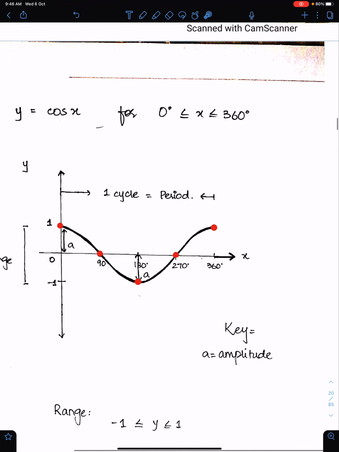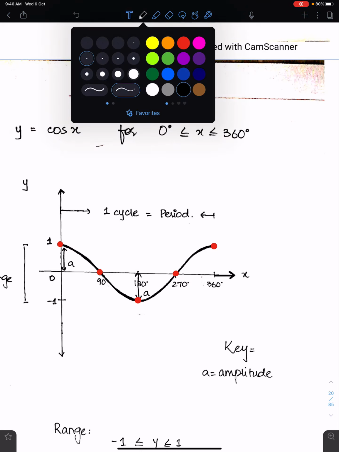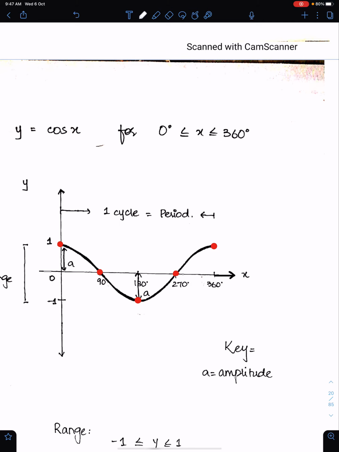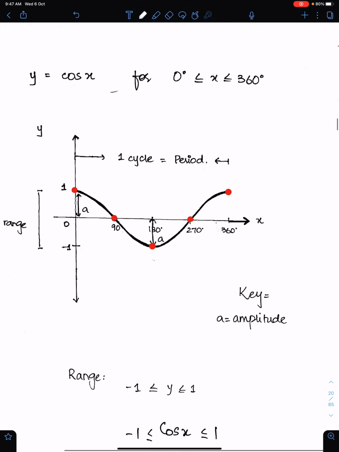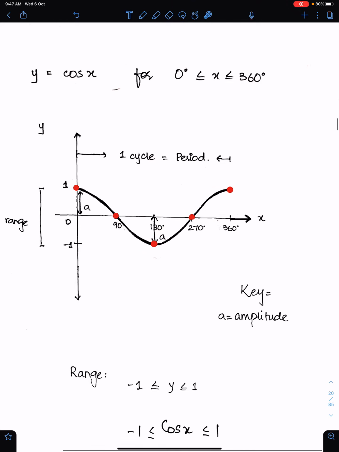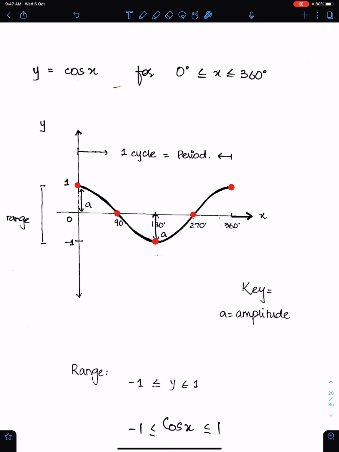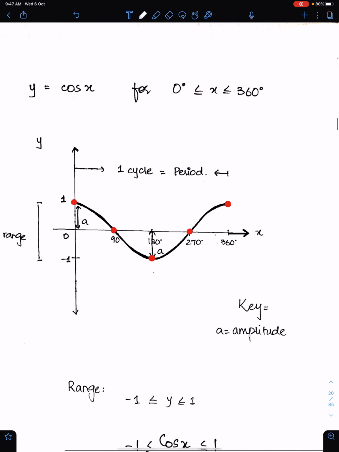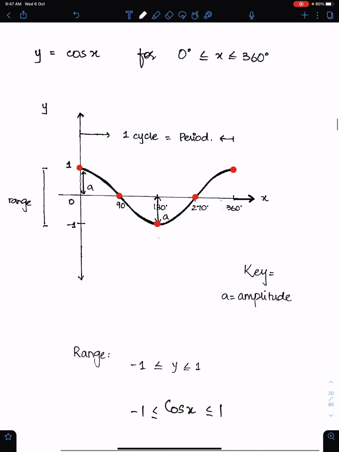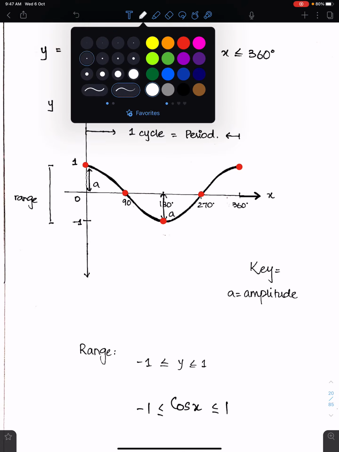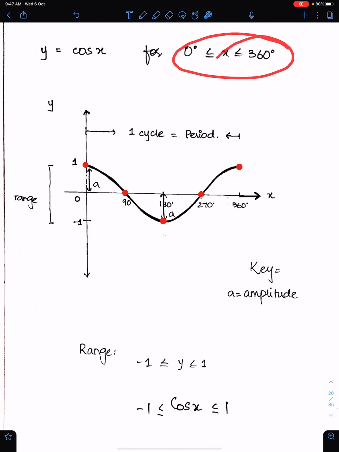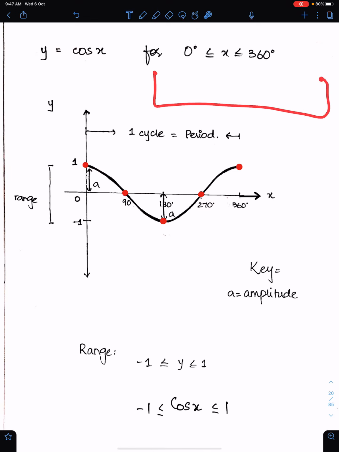Cos x. Well, this is the standard sketch of y is equal to cos x, this one, for this domain. These are standard points of cos. You can learn these points or you can use a table.